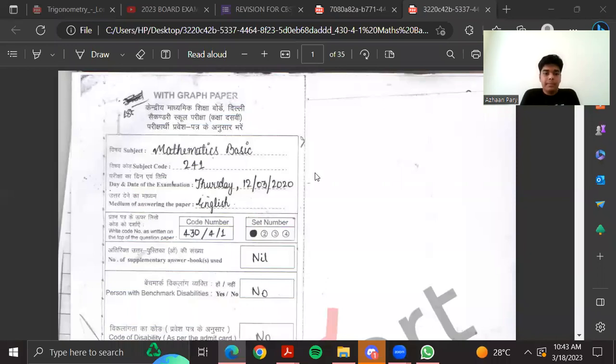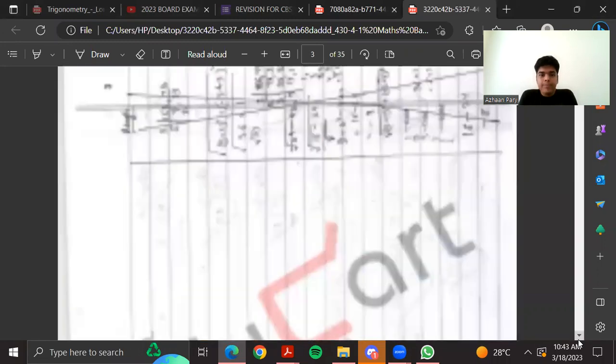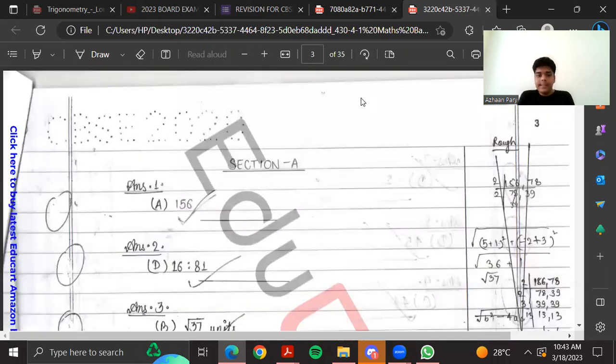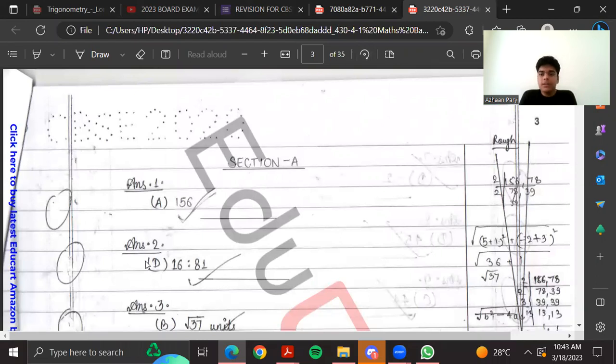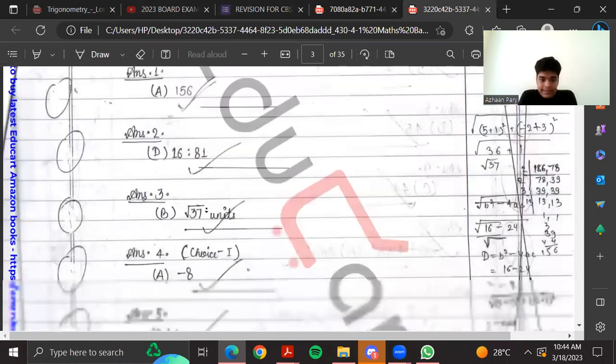Okay, so this is a basic paper. This is again from 2020, right? This person has started with section A. Now see, the option number, question number, everything is mentioned. Do write the question numbers in the margin. That is how it is usually done.